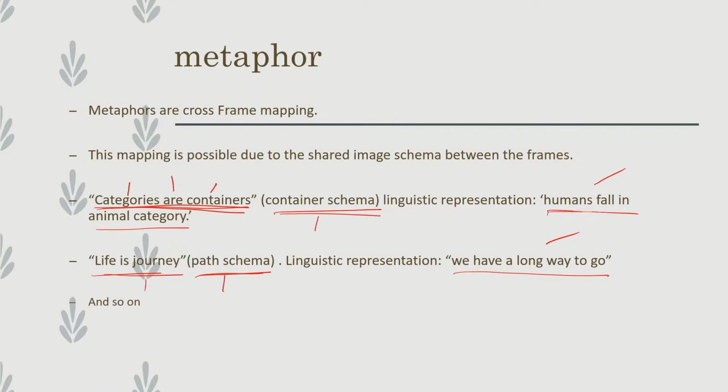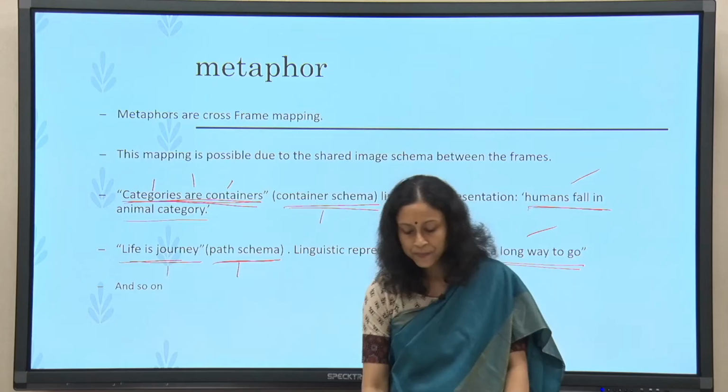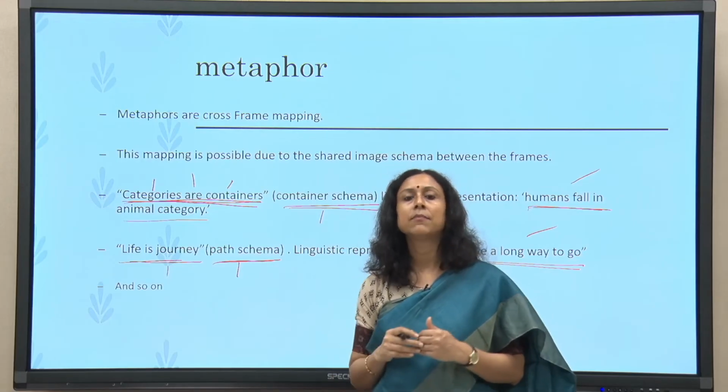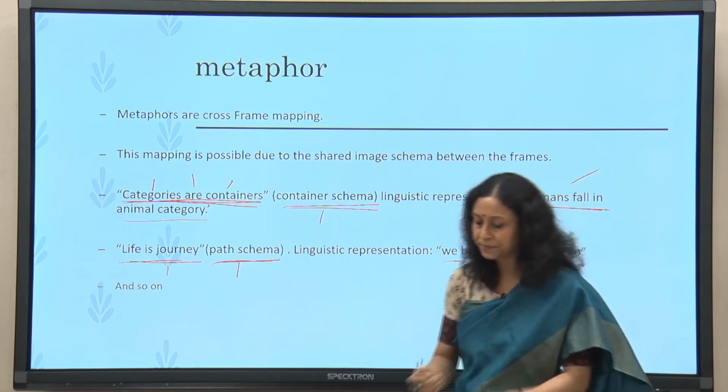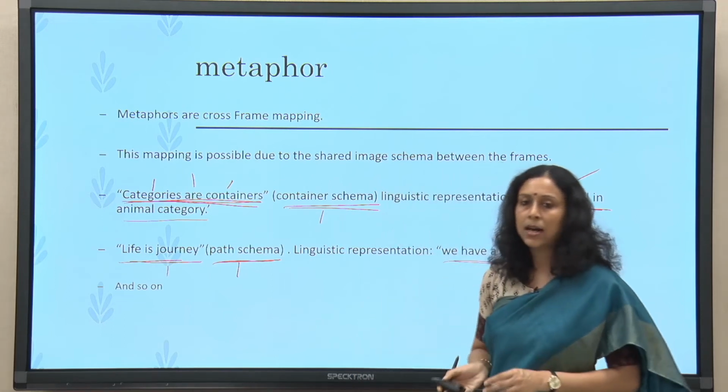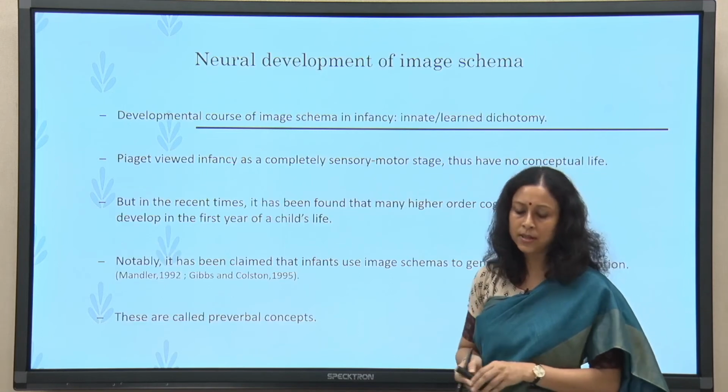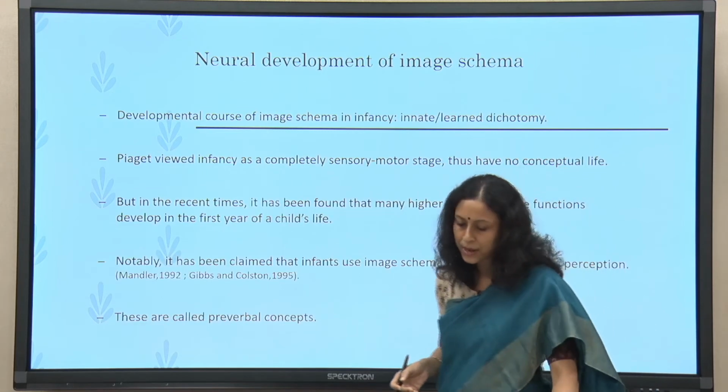What we see or hear or what we are exposed to is the sentential, the linguistic output, like humans fall in animal category, we have a long way to go, it is curtains for him, we have hit a roadblock and so on and so forth. From here we back-form into understanding the metaphor, and then once we have understood the metaphor, we can easily figure out the schema that is at the root of this. So, this is how it actually works, this is how the relationship really pans out.